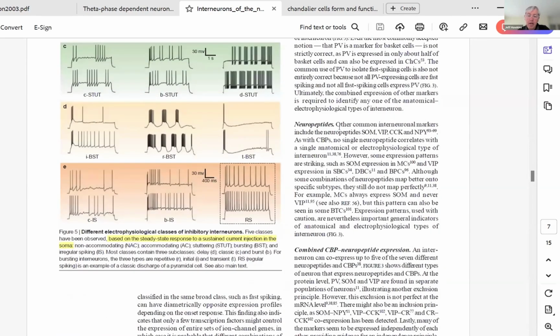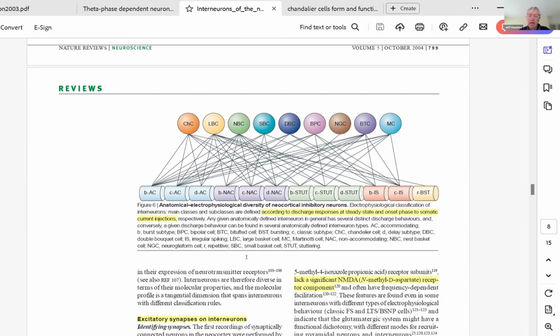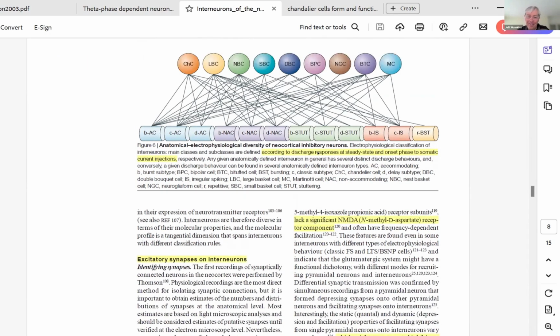I'm not going to go through most of this stuff here. Here's another take of the same things, different cell types, different types of spiking patterns. I'm not actually sure. This is according to discharge responses at steady state and onset phase. I think this is like the pulse version of the one I showed earlier. Again, you look at this and go, what am I going to do with this information? It's really hard to know what to do.